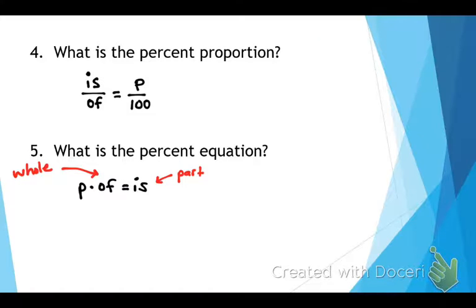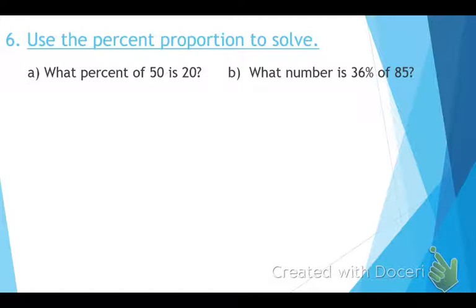For the next section, number 6, this is asking us just to use the percent proportion to solve. So remind me again, guys, what's the percent proportion formula? Is over of equals P over 100. Very good. So every time we're going to go ahead and start off with our formula. Now, if you remember, we talked about how to separate this original problem up here into 3 different sections, the is, the of, and the p.